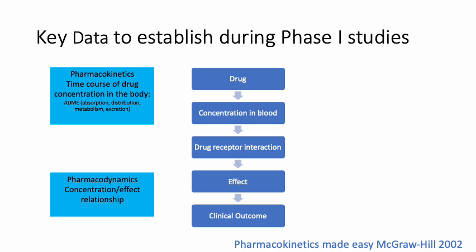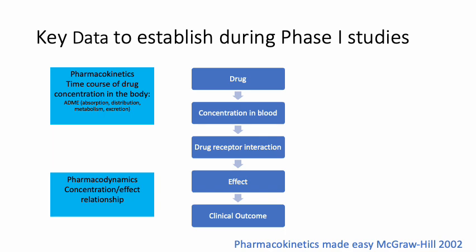So looking at the key data to establish during phase 1 studies. They established the most appropriate route of administration for the drug. Most small molecule chemical drugs are given orally, and most biological medicines have to be given by injection or by another route so that the protein components are not denatured by acid in the stomach.